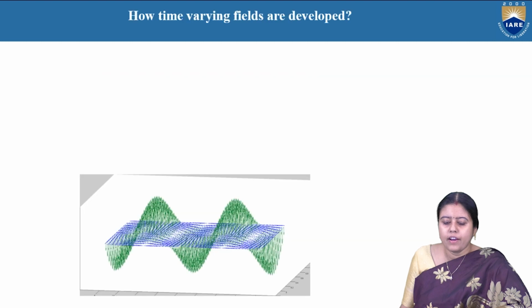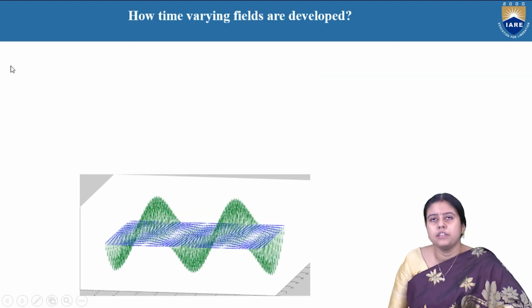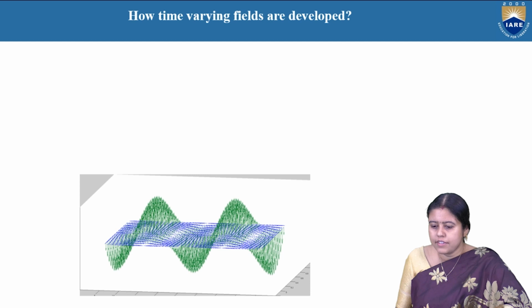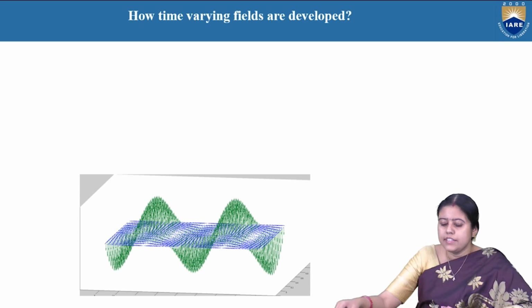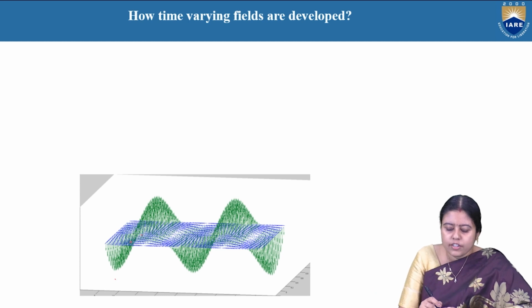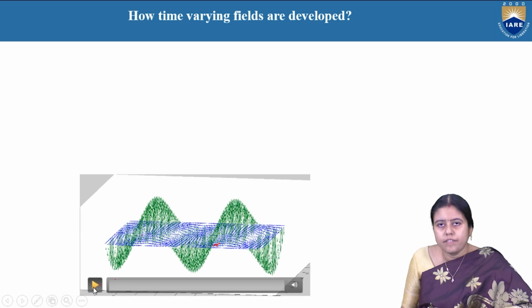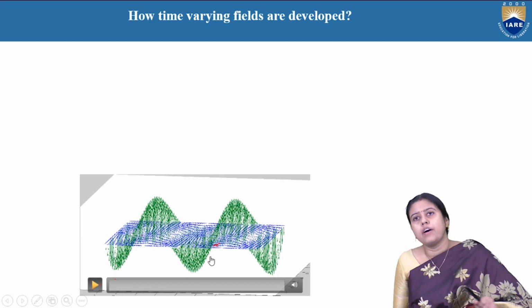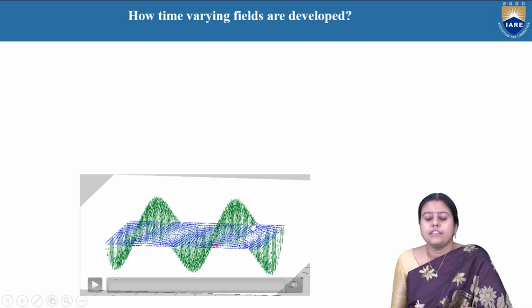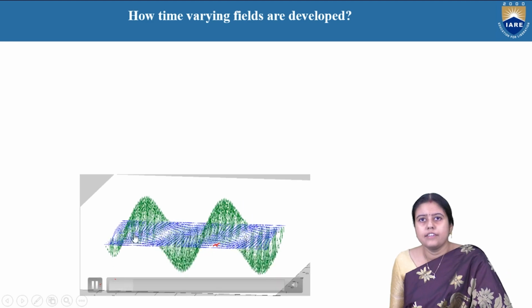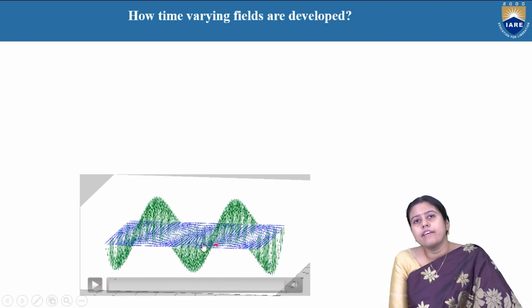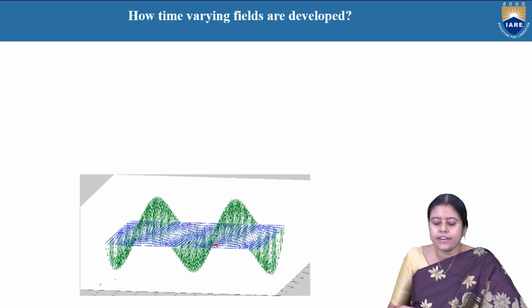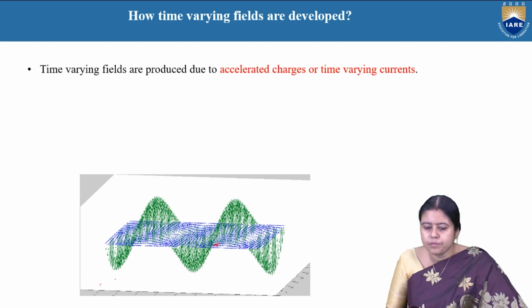So, the main course, first we will discuss how time varying fields are developed. Time varying field means it is continuously changing with time. You can see one is the green one, the electric field, and the blue one is the magnetic field. When the electric field is superimposed on the magnetic field, a time varying field is generated.